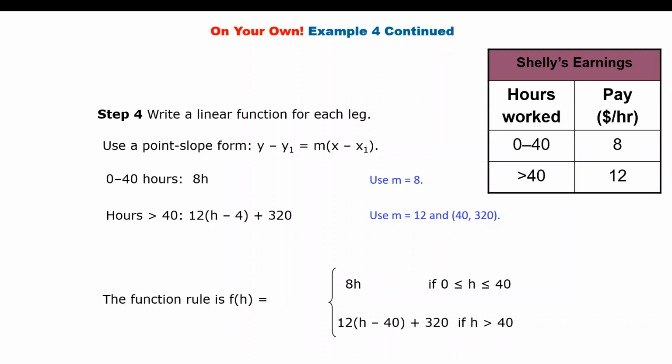As you can see, for the $8 rate, it's 0 to 40. H is somewhere greater than 0 and less than or equal to 40. And the $12 rate is going to be using our point slope formula. You can choose 2 points. 40 hours makes $320. So just fill that into your point slope formula and get an equation, which is right here. And so if you work more than 40 hours, then this is the formula that you would use.